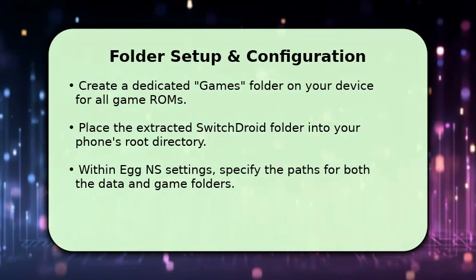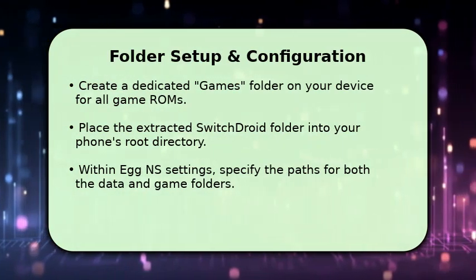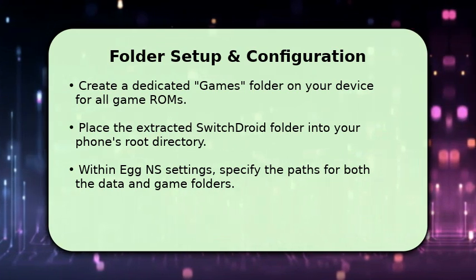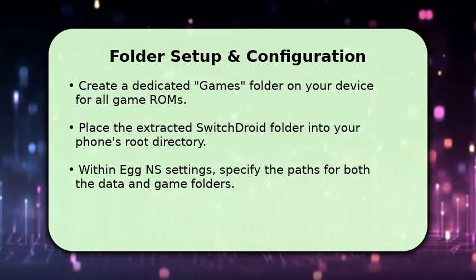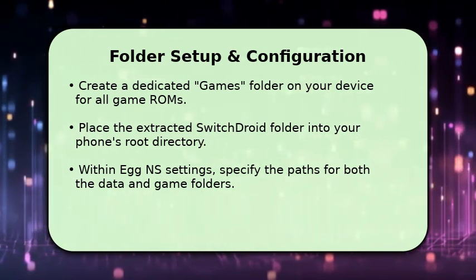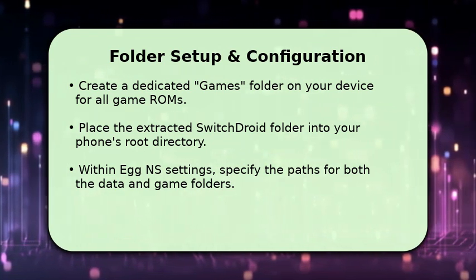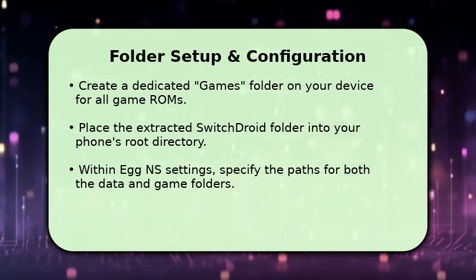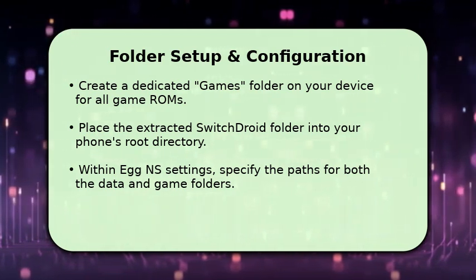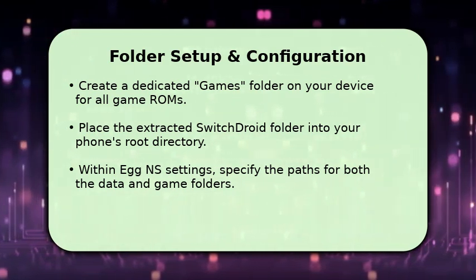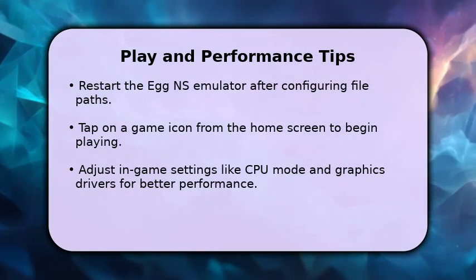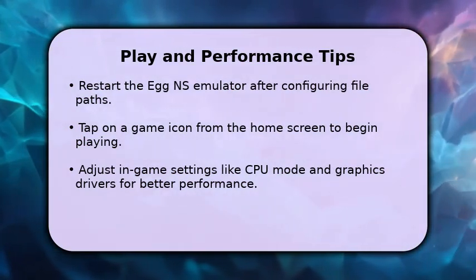Now, let's organize your files. Create a specific folder, perhaps named Games, on your Android device to store all your Nintendo Switch ROMs. Copy the entire Switch Droid folder into the root directory of your phone's internal storage. Then, open the Egg NS emulator, navigate to its settings, and precisely set the paths for both the Switch Droid data directory and your custom games folder. After setting your file paths, restart the Egg NS emulator to apply the changes.